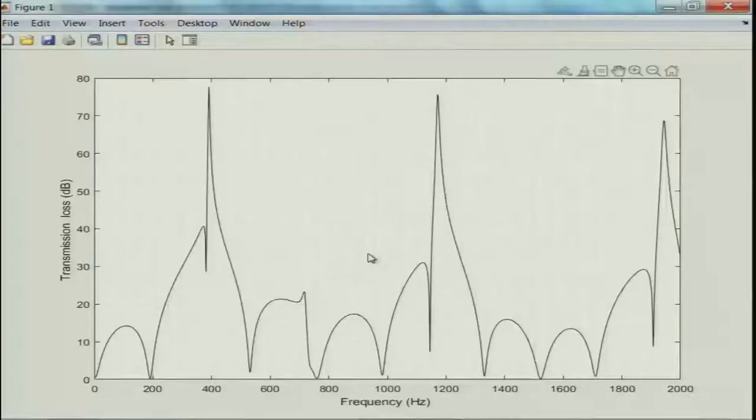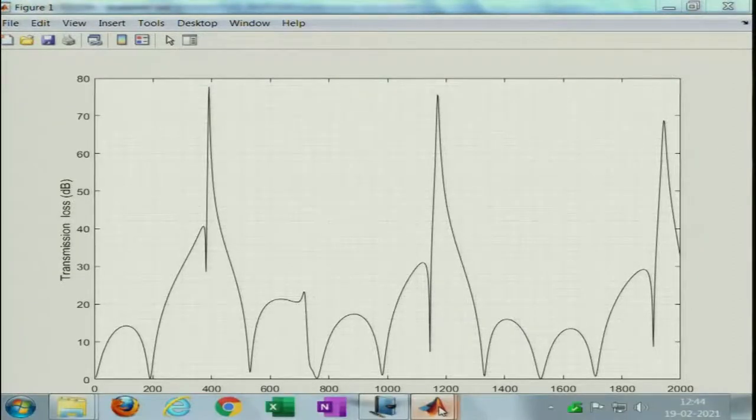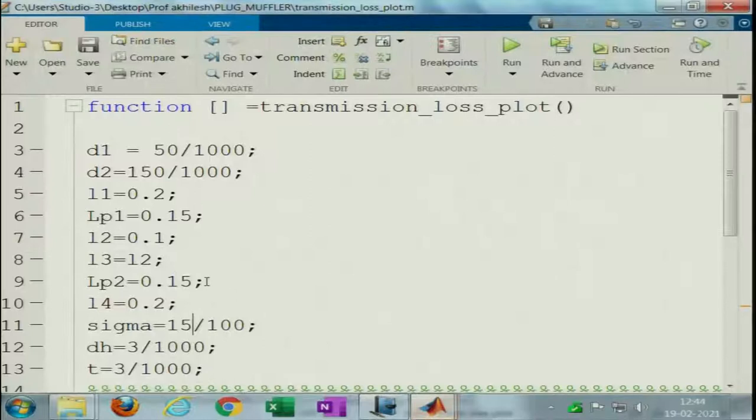You can get a decent idea of the cut-on frequency of the first mode beyond which things will deteriorate. So, until that happens, we can consider the transmission loss predictions using this one dimensional plane wave theory seriously only until about 800 to 1000 hertz, beyond which deviations are bound to occur, they would not be that accurate. Now, we have done this and the porosity value was set as 15%.